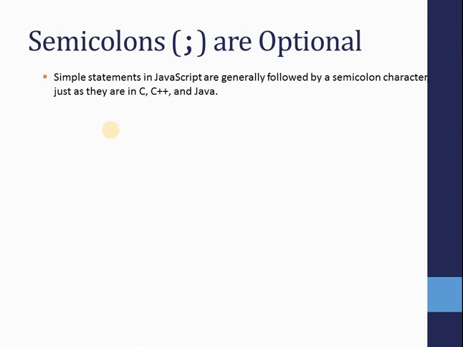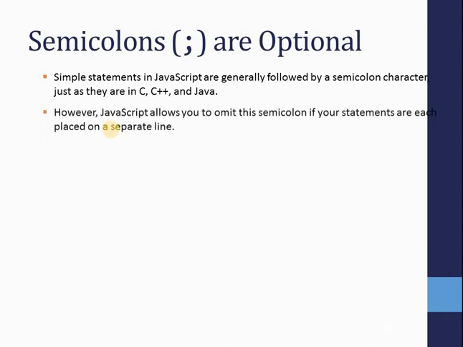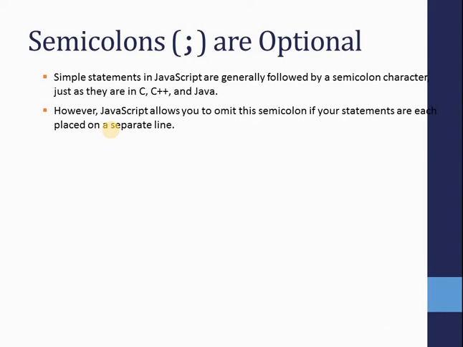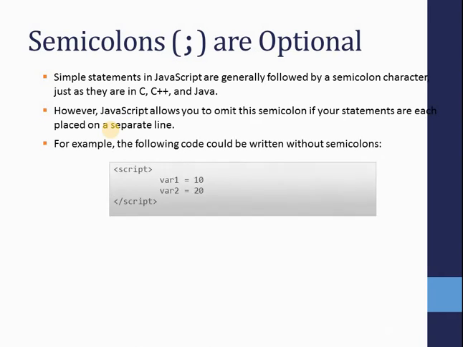Now in JavaScript, semicolons are optional. Simple statements in JavaScript are generally followed by semicolon characters, just as in other programming languages like C, C++, and Java. But JavaScript allows you to omit the semicolon if your statements are each placed on a separate line. For example, like that: script, variable 1 is equal to 10, variable 2 is equal to 20. Over here you can see that I have declared two variables without using a semicolon. I can also use a semicolon as well. It will not create any error.